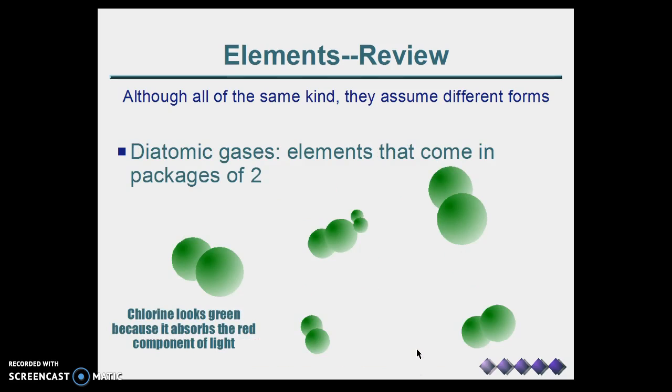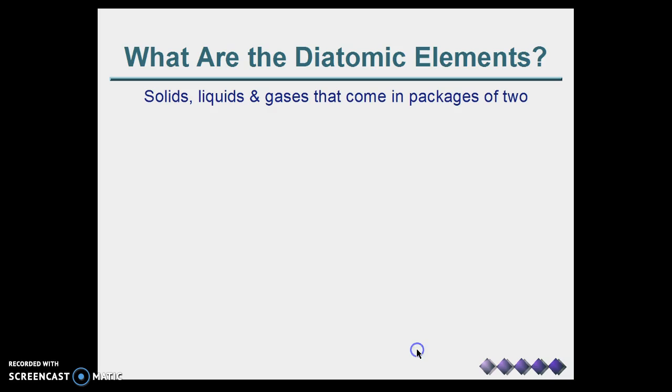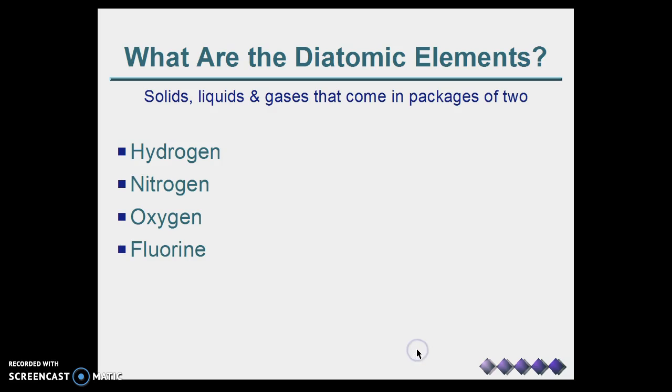Diatomic gases are elements that come in packages of two. They need not be gases, but many of them are. So chlorine looks green because it absorbs in the red part of the spectrum. The diatomic elements are solids, liquids, and gases that come in packages of two: hydrogen, H2, nitrogen, N2, oxygen, O2, fluorine, F2, chlorine, Cl2, bromine, Br2, and iodine, I2.